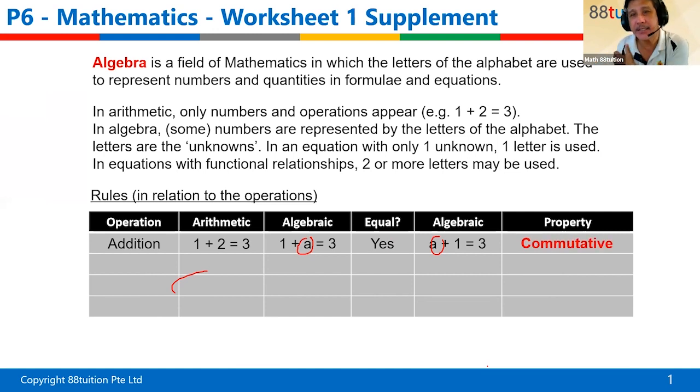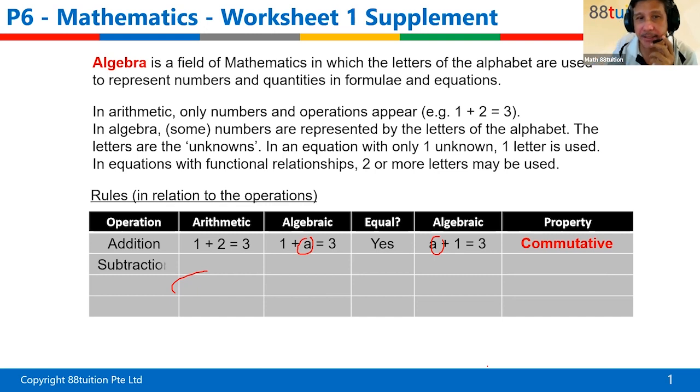The property is commutative. What is the meaning of commutative? Commutative means you can swap your equations, turn them around, and they will still be correct. So like 1 plus 2 or 2 plus 1, it will be the same. That is the commutative property for addition.